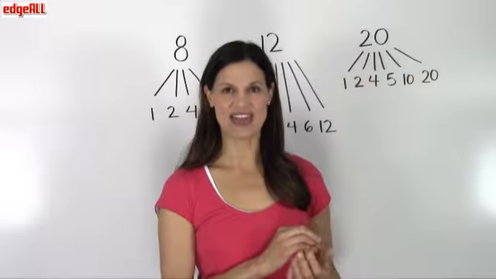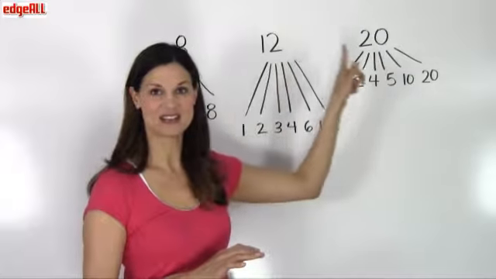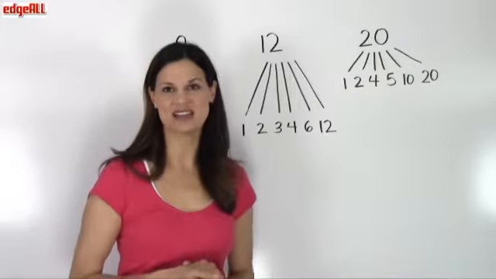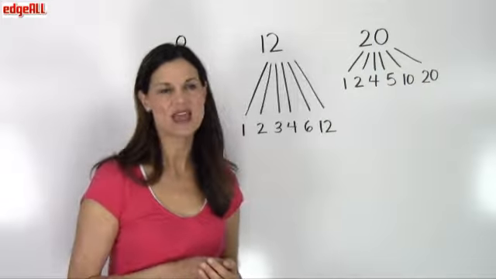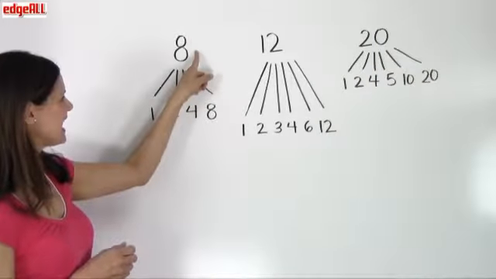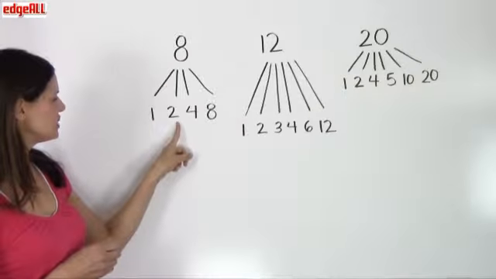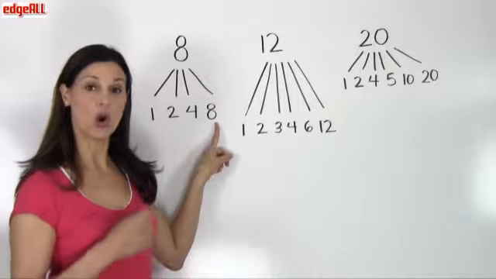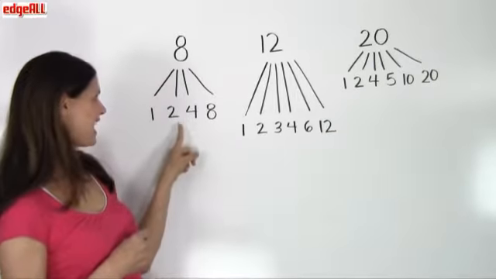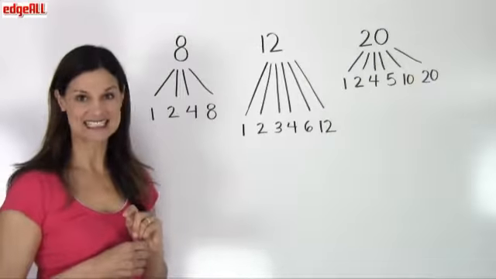Let's take a look at the factors of 8, 12, and 20, just to remind ourselves about what the factors of a number are. So looking at 8, I see here that the factors are 1, 2, 4, and 8. Remember, they're whole numbers that can divide evenly into 8.